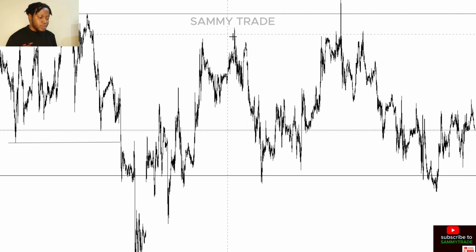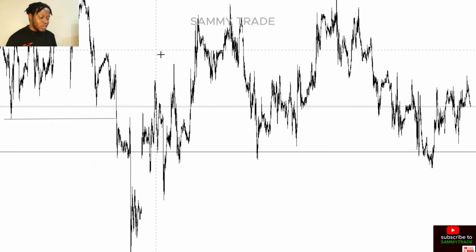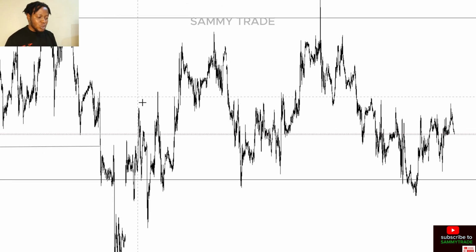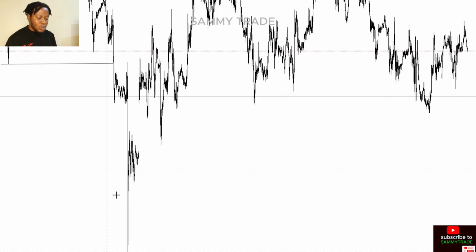So price came to this point, failed to break past it, gave us a lower high. Failed to break past this lower high at this point, and now gives us a higher high. On the lower time frame, remember, like I said, you have to check out the internal structure and the external structure. On the internal structure, you see that this is a higher high and this is a higher low, because this low is higher than this low at this point.